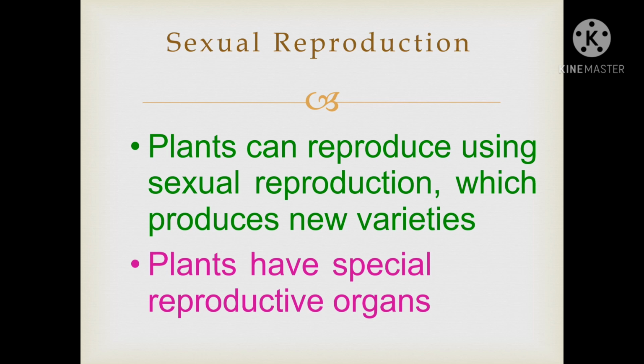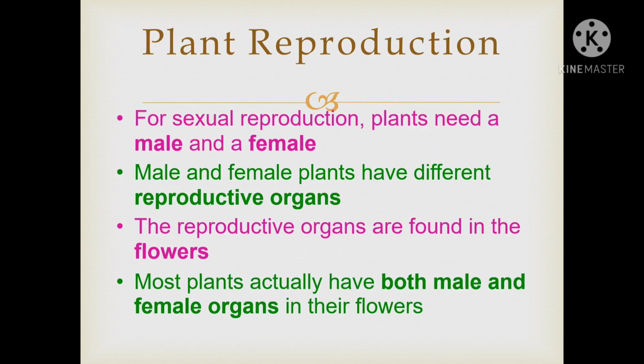The first type of plant reproduction is sexual reproduction. Plants can reproduce using sexual reproduction, which produces new varieties. Plants have special reproductive organs. For sexual reproduction, plants need a male and a female. Male and female plants have different reproductive organs. The reproductive organs are found in the flowers. Most plants actually have both male and female organs in their flowers.